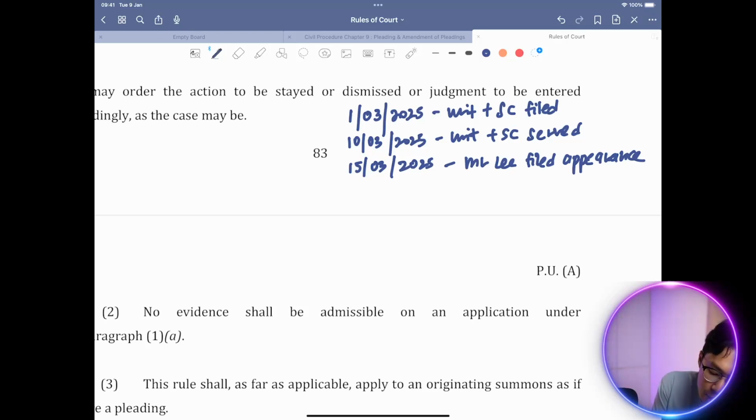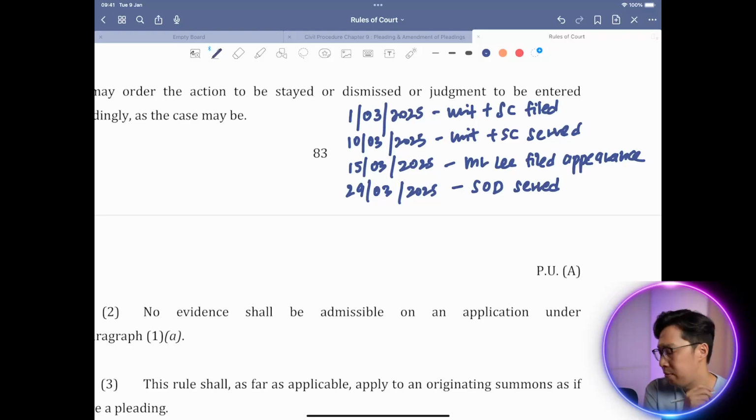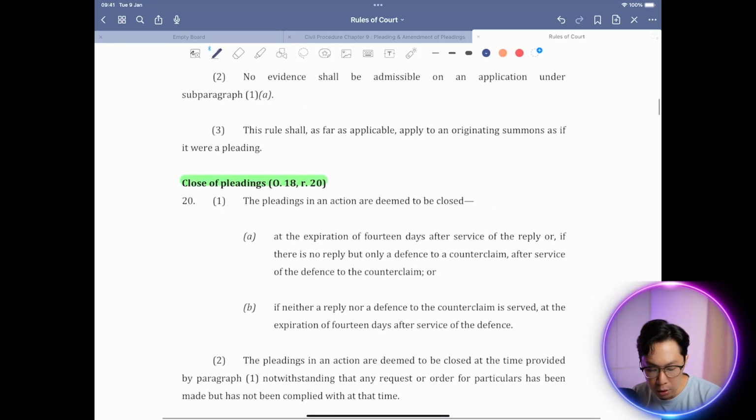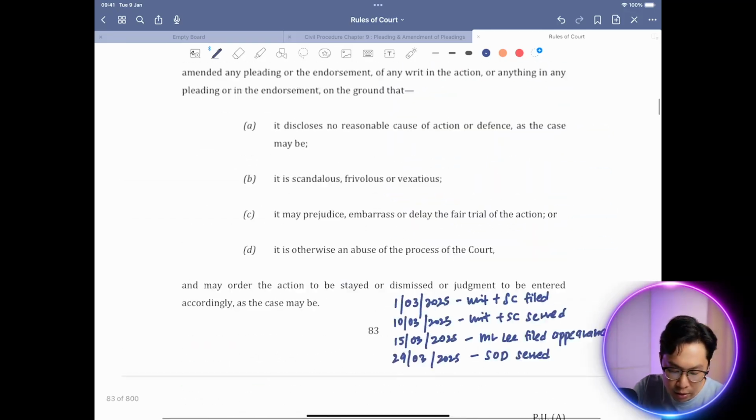And let's say he served it on this date, 29th of March. Statement of defense served. Okay, serve and file statement of defense. So when is the pleading closed? So now you look at your Order 18 Rule 20. The pleadings in an action are deemed to be closed at the expiration of 14 days after service of reply. What is service of reply? Service of reply, it's here.